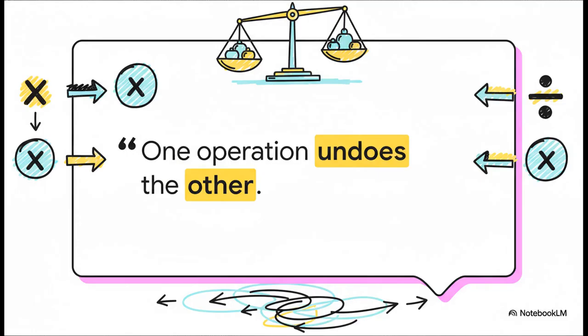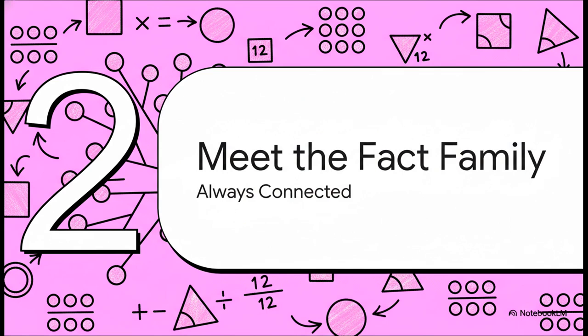Perfect. And this quote just nails it. One operation undoes the other. It's that simple. If you take a number, multiply it by something, and then immediately divide it by that same something, you're right back where you started. They're a perfectly balanced team. Okay, so this awesome connection leads us to this really cool idea that honestly makes math so much easier to get your head around. So let's get ready to meet the fact family.